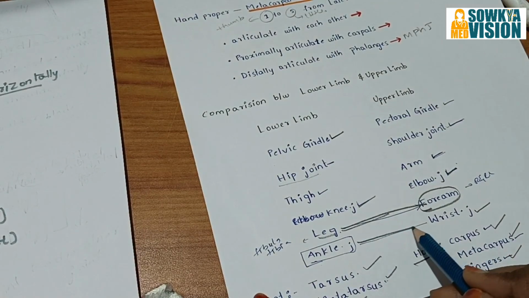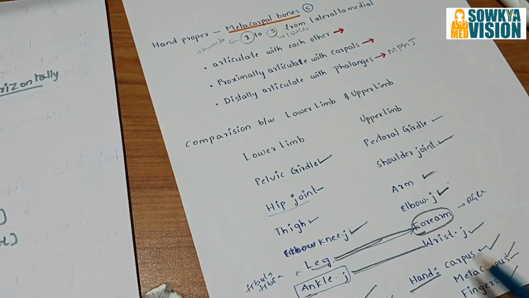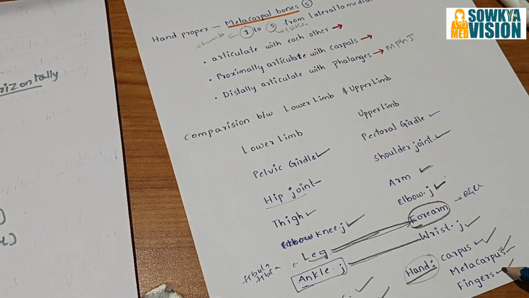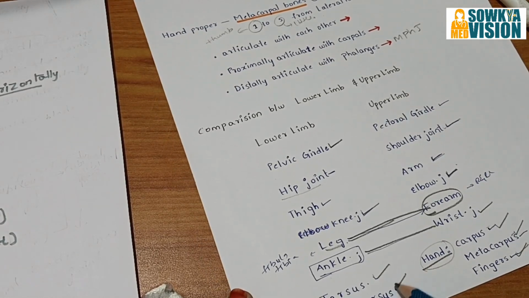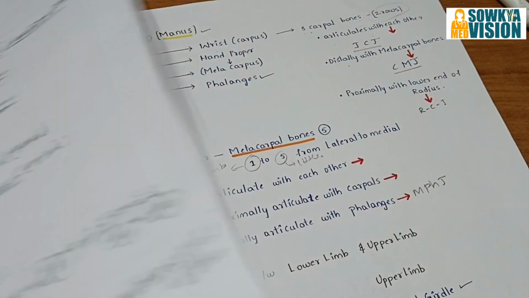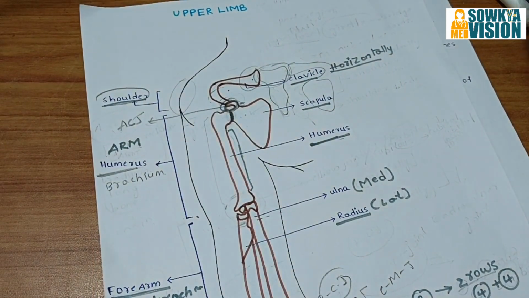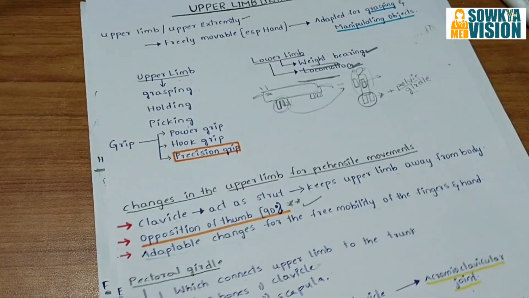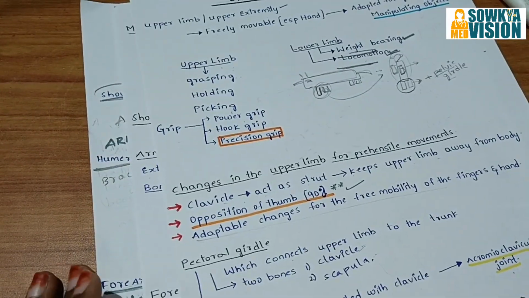The ankle joint is homologous to the wrist joint. The hand is homologous to the foot in the lower limb. The carpus, metacarpus and fingers are homologous to the tarsus, metatarsus and toes of the foot. Yes, this is a complete brief discussion about the upper limb. This is a complete introduction to the upper limb.